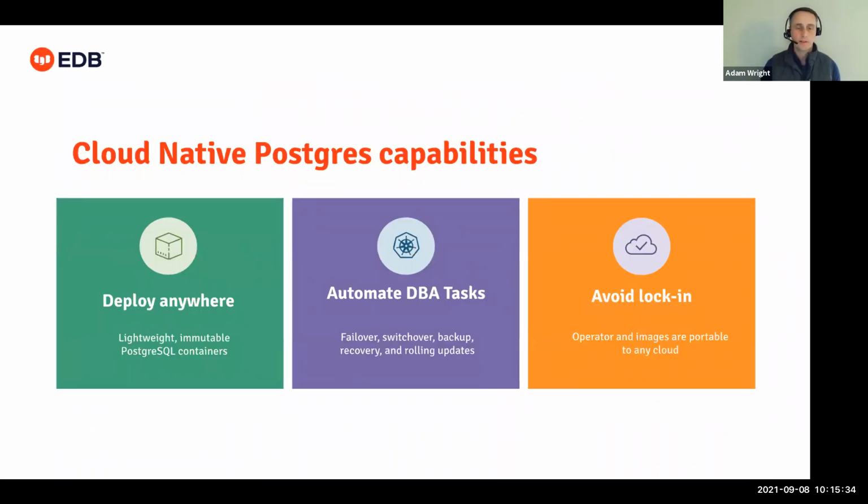Capabilities: deploy anywhere. So you have the same operational task, whether it be on premise, in your private cloud, or in a public cloud provider, or a Kubernetes distribution in the cloud. Kubectl apply, install the operator, install the operands. Automate DBA tasks: failover, switchovers, backups, recovery, rolling updates. You don't need separate standard operating procedures, and you avoid lock-in. So operator images are portable to any cloud, and the backups are standard Postgres backups that are stored in your storage location, so you can take those anywhere.